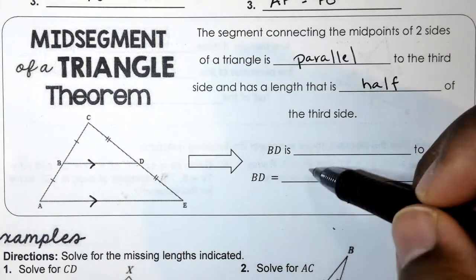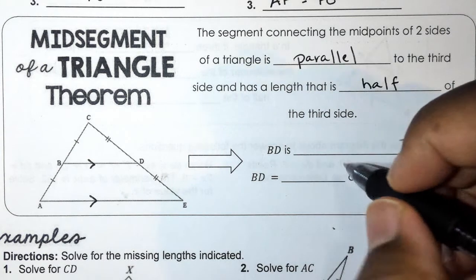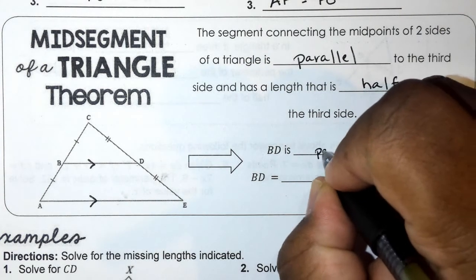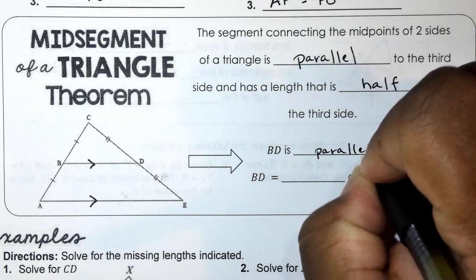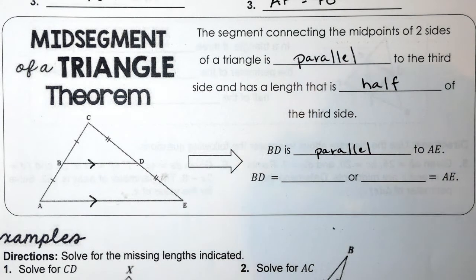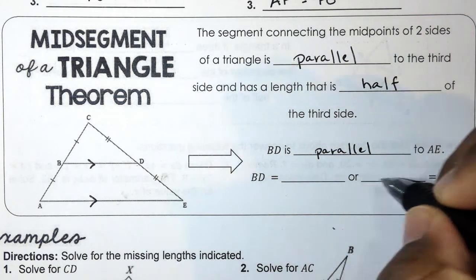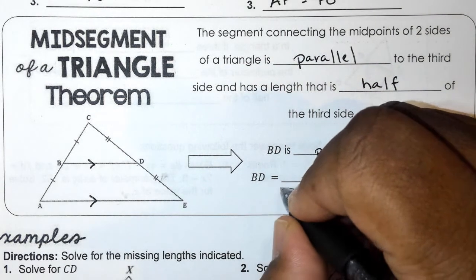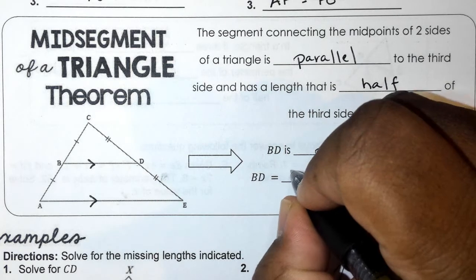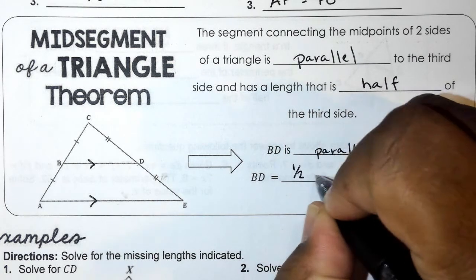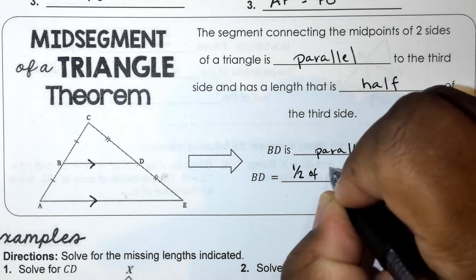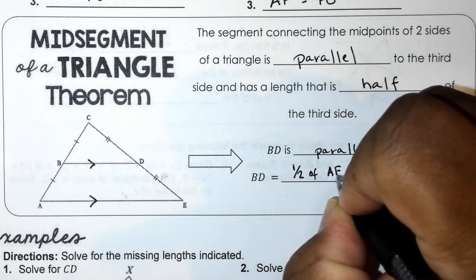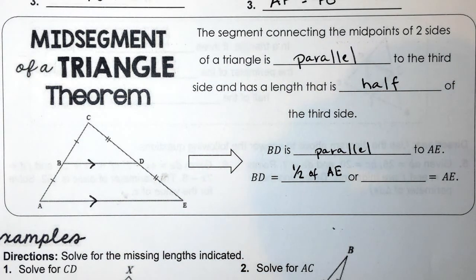So writing that out over here now, it says BD is parallel to AE. We already marked that. So knowing that, they want you to know this. This is the mid segment theorem kind of right here. BD, whatever that is, equals half of AE, whatever that segment would be.